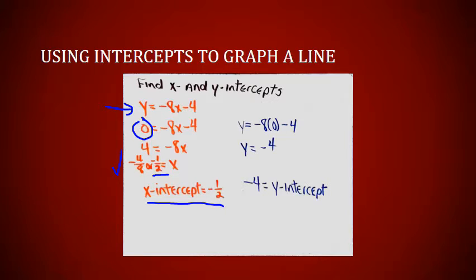Taking the same equation, now I want to find the y-intercept, and again I'm going to set x equal to 0, and we can see that we've done that right there. So now we've got y equals minus 8 times 0 minus 4. Minus 8 times 0 is just 0, and so we're left with y equal to minus 4, and our y-intercept is minus 4. So in the equation y equals minus 8x minus 4, our x-intercept is minus 1/2 and our y-intercept is minus 4.